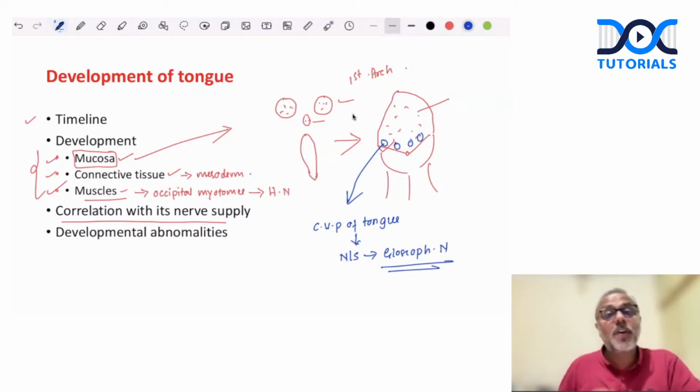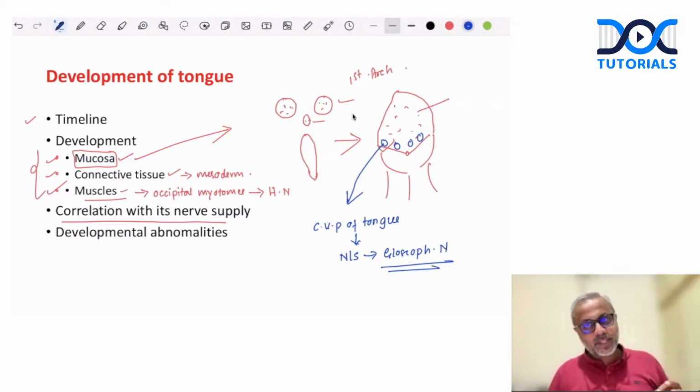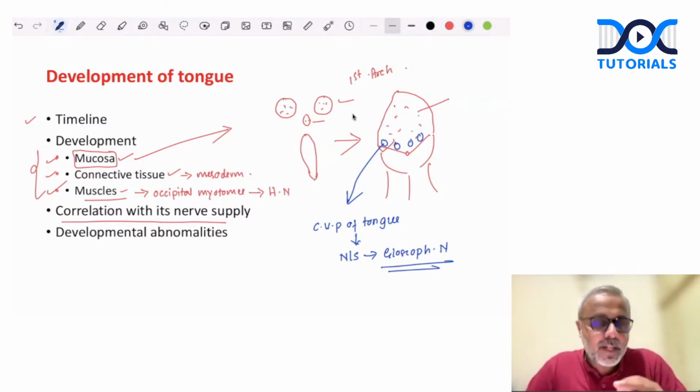That is because of the embryological reason. Even though present in front of the sulcus terminalis, the circumvallate papilla comes from the third pharyngeal arch. That is why it is innervated by the nerve of the third arch, that is glossopharyngeal nerve. Are we clear? Right. This is what we need to describe in development of the tongue.